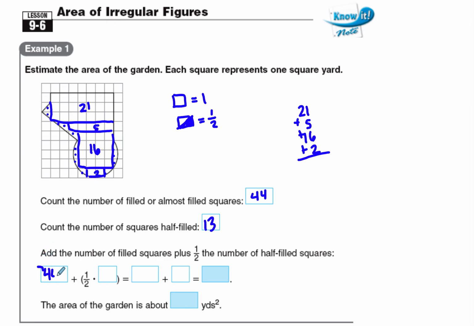So we're going to do 44 for the whole squares. We're going to do 13 times a half, the half squares. So that would be like 6 1/2. And 44 plus 6 1/2 gives me 50 1/2. So our area is about 50 1/2 yards squared.